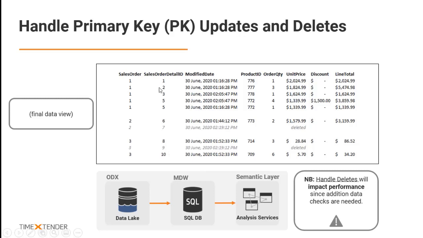The way that this would work is because primary key updates is already basically a part of that system. If I have that selected in the ODX, the MDW will be a very low overhead. But if I handle deletes, that could significantly impact performance. So I wouldn't want to do that unless that really made sense for my use case.